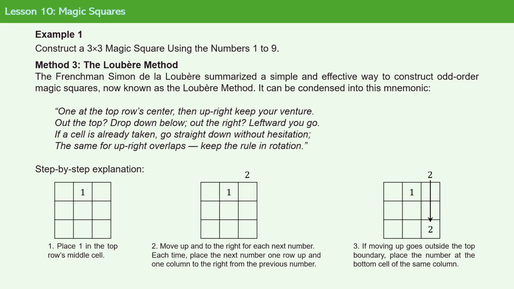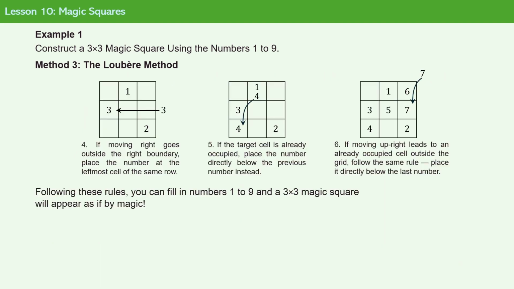First, place 1 in the top row's middle cell. Second, move up and to the right for each next number. Each time, place the next number 1 row up and 1 column to the right from the previous number. Third, if moving up goes outside the top boundary, place the number at the bottom cell of the same column. Fourth, if moving right goes outside the right boundary, place the number at the leftmost cell of the same row. Fifth, if the target cell is already occupied, place the number directly below the previous number instead.